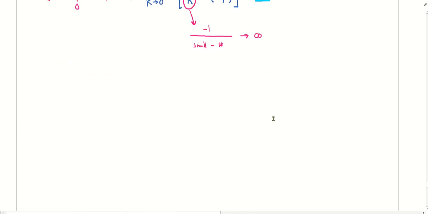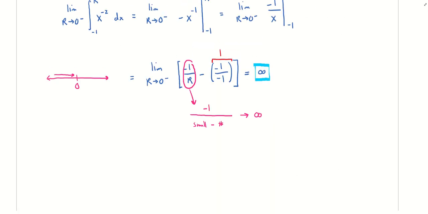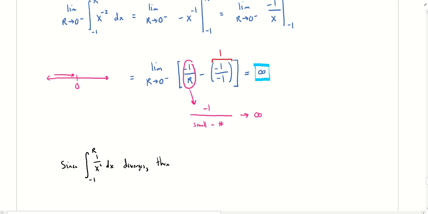So I'm going to say here, since the integral from -1 to r of 1 over x squared diverges, then the original integral from -1 to 1 of 1 over x squared diverges as well.